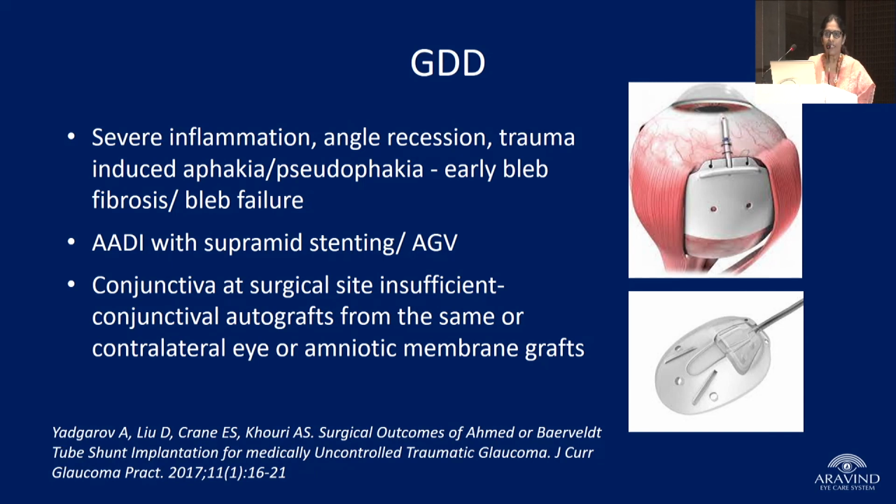And we have to remember that the conjunctival closure might not be very adequate depending upon the trauma. So one might also have to think about using an autograft from the other eye or an amniotic membrane graft if there is a deficiency in conjunctival closure.